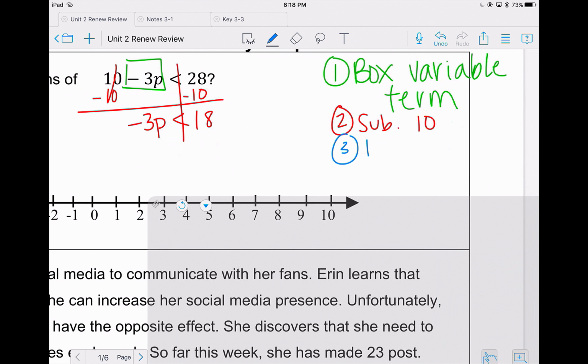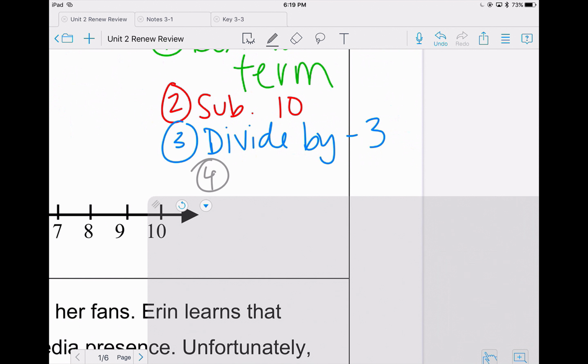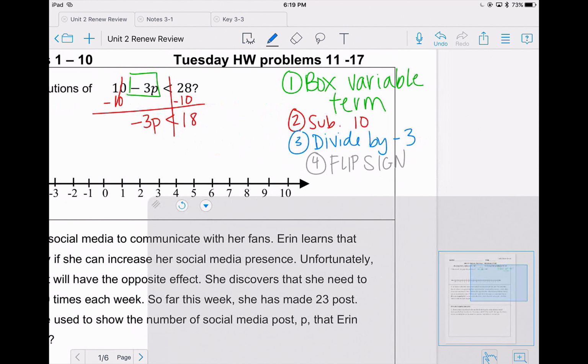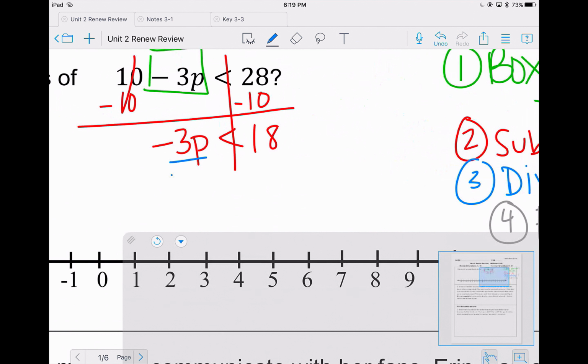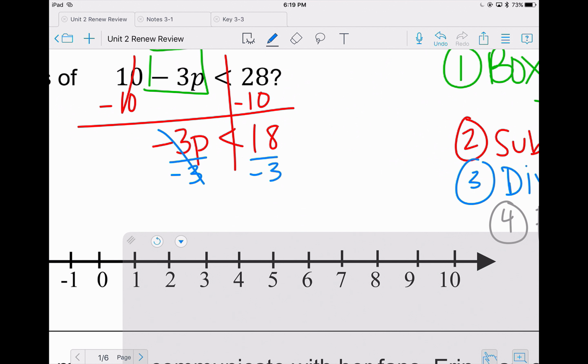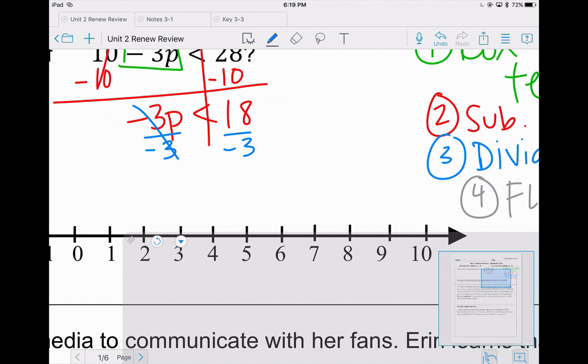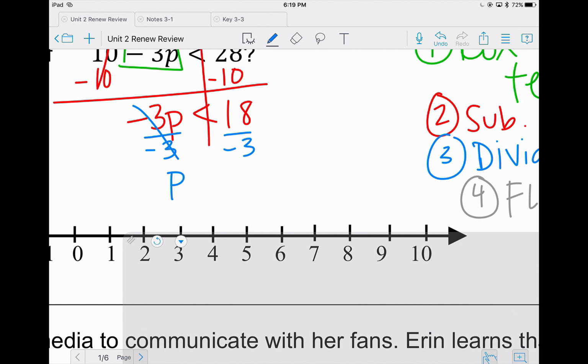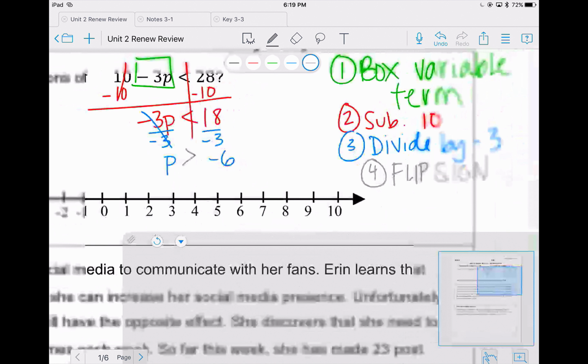Step 3 is going to be divide by negative 3. And if you notice, I said divide by negative 3, which throws in a step 4 for us, which is to flip our sign. Because my step is dividing by a negative 3, I then need to flip my sign at the end. So I divide both sides by negative 3. The negative 3 on the left cancels, and I'm left with p. 18 divided by negative 3 is negative 6. And then again, like I said, step 4, because I divided by a negative, I flip my sign.